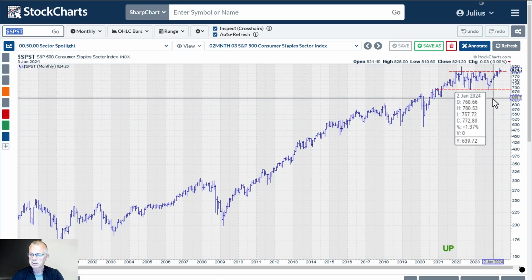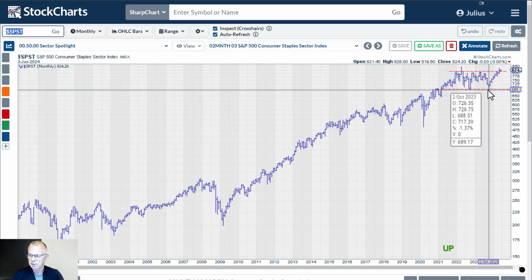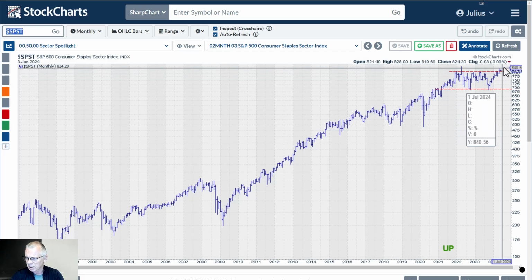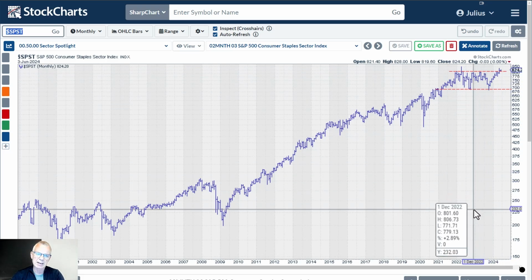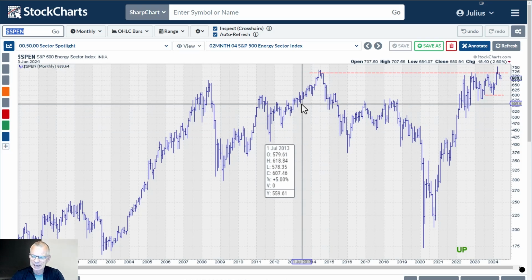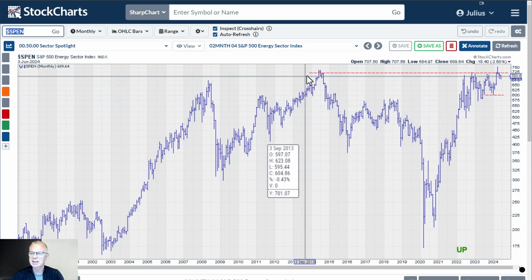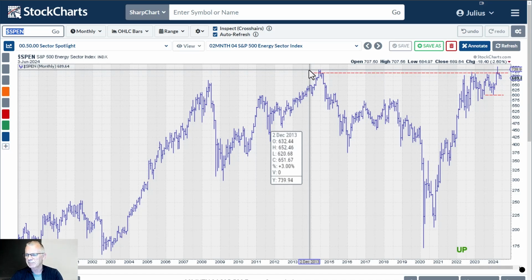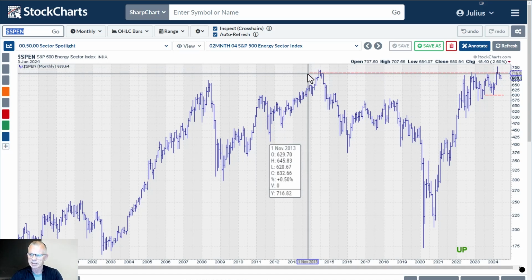an uptrend still. Here's my low, here's my high, and you can see how this is continuing higher. That's why I've labeled it as an uptrend. Go to the energy sector index. It's again pushing against a very important overhead resistance area, I'm going to say 720, maybe even 740. 720 to 740 seems to be a heavy overhead resistance area.